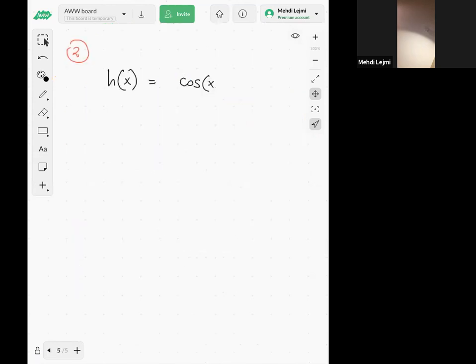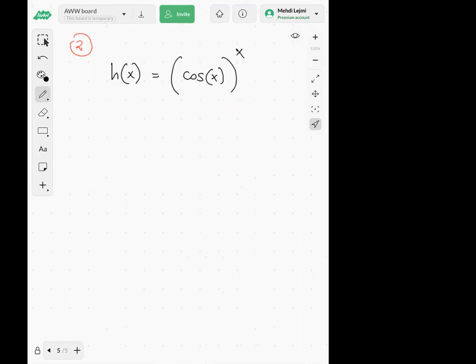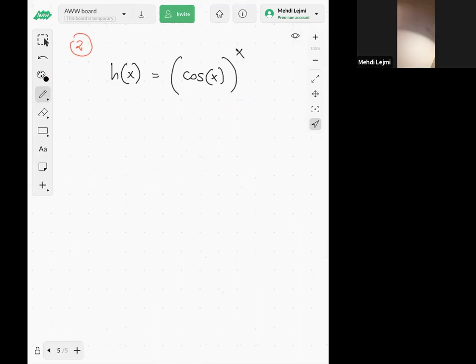Okay, so for the next one, we have cosine of x to the power x, all right? Same idea, because I have x in the exponent and x in the base, so you have to apply this log trick, again, because x is in the exponent and in the base.